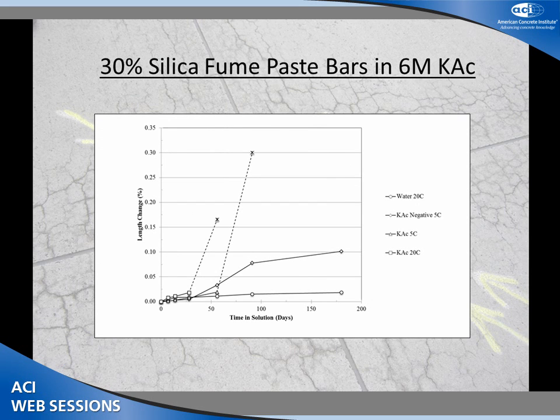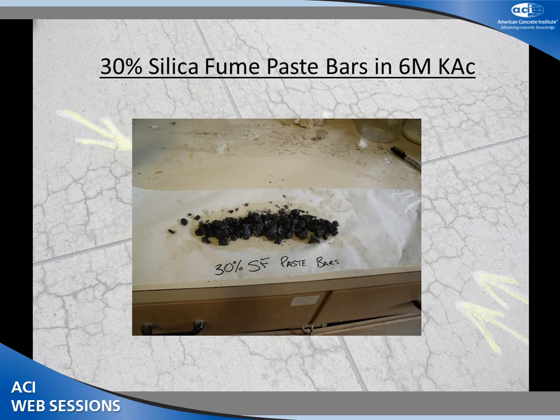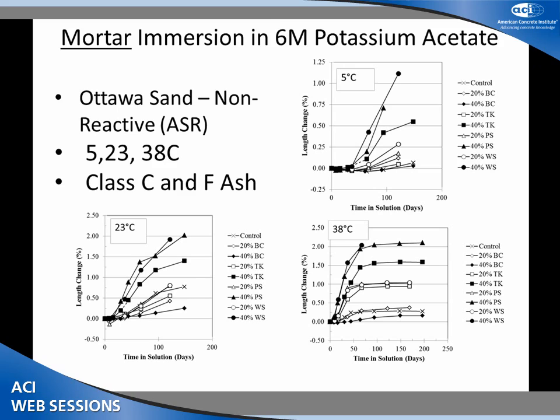We made a bar with a couple mixes with 30% silica fume. Of course, that's not going to happen in the field, but we just wanted to make sure, is there something out there with enough silica fume to be able to control the expansion. This is a 30% bar in water. This is at negative 5, this is at 5 centigrade, and this is at 20 centigrade. As you can see, as you increase that temperature, things get worse, and that's what the bars actually look like. So something else is occurring in the specimens.